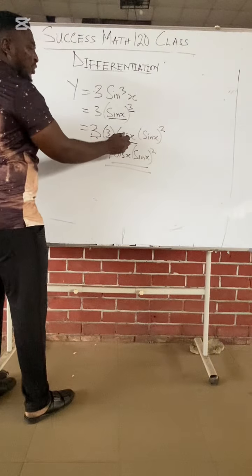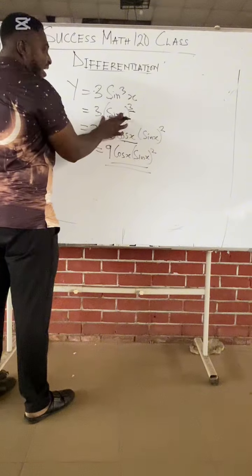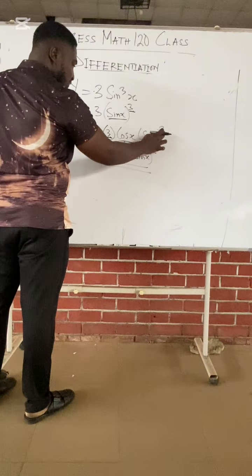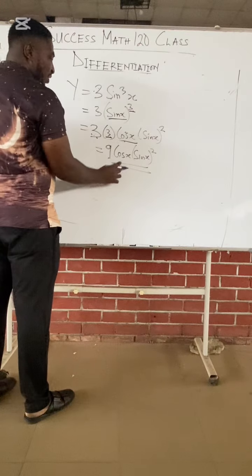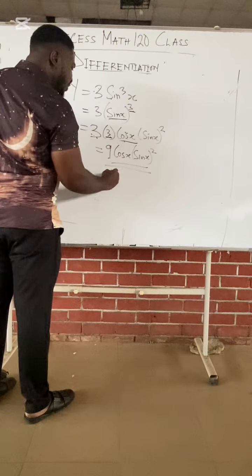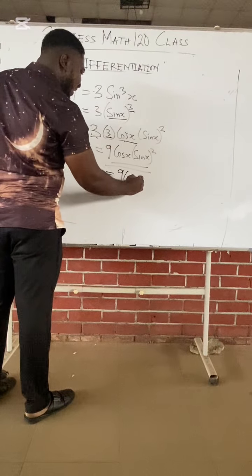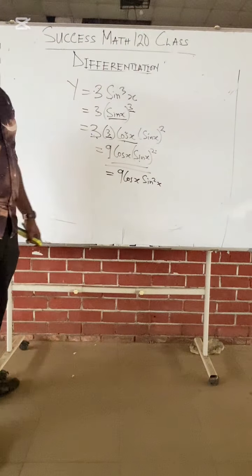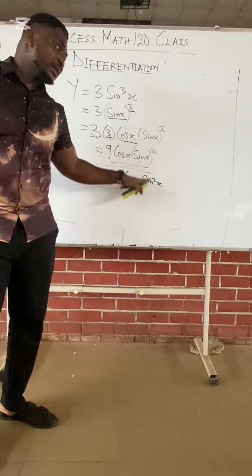So class, sine x changes to cos x. Now repeat the bracket, sine x. Subtract 1 from the power, 3 minus 1. So 3 times 3, 9 cos x sine x all squared, which can be written as 9 cos x sine square x, because sine x all squared is written as sine square x.